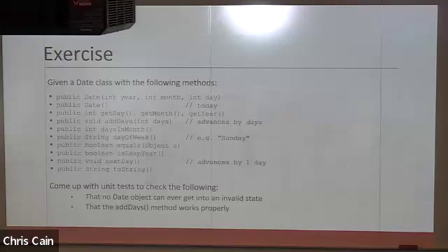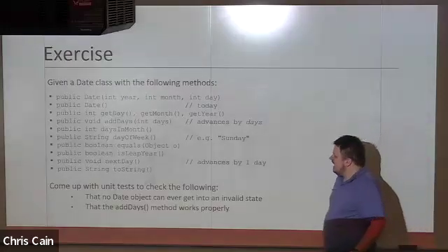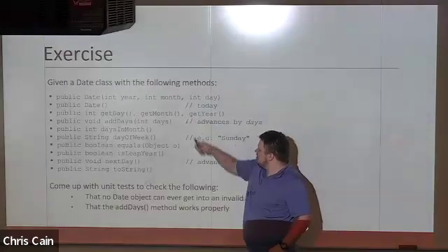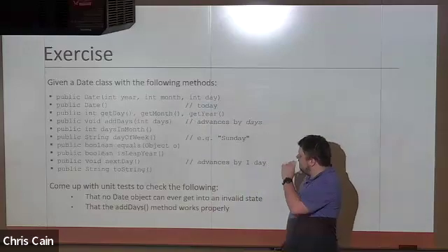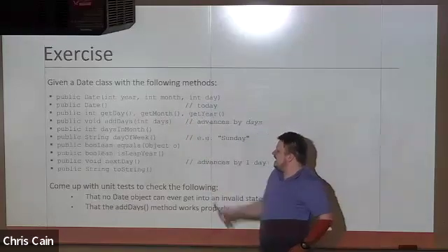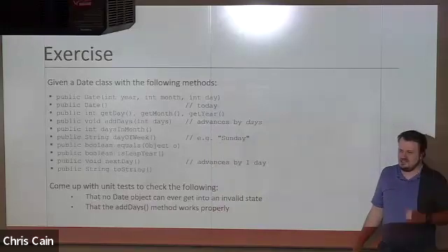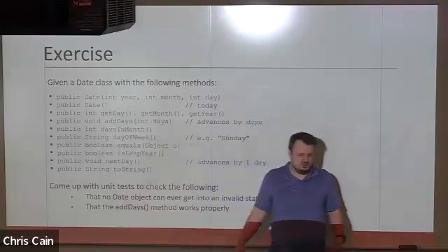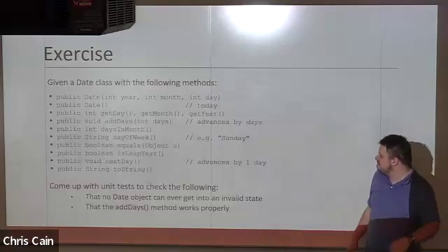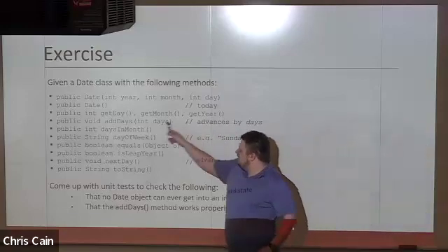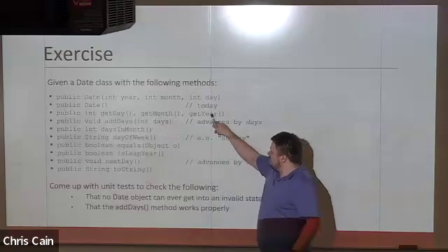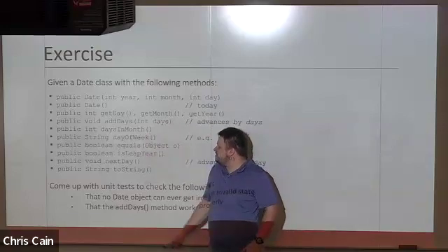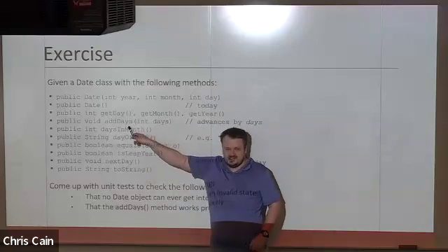So here is an exercise for everyone to work on. I have a date class, and a date has a couple of different possible constructors. If you pass it the year, the month, and the day, it will set the current date to the date that you specify. If you pass it nothing, it will set it to today, whatever today happens to be. Then there are getters for get day, get month, and get year. There's a function for adding some number of days to the current date.